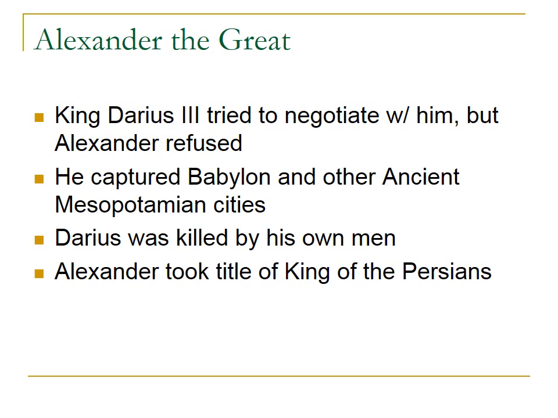Darius III tried to keep Persia on the map by negotiating with Alexander, but Alexander said no. He wanted to control the area. So he captured Babylon and a whole bunch of other ancient Mesopotamian cities, and Darius III was eventually killed by his own men.